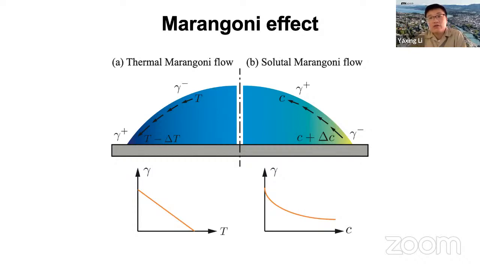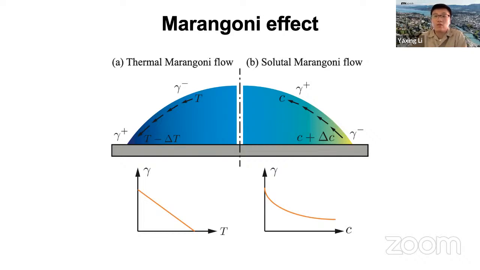Another very crucial physics is the Marangoni effect. So basically, no matter if you have a single-phase droplet or a multi-component droplet, they are all gonna encounter this Marangoni effect because either you have a temperature gradient or you have a solutal concentration gradient.